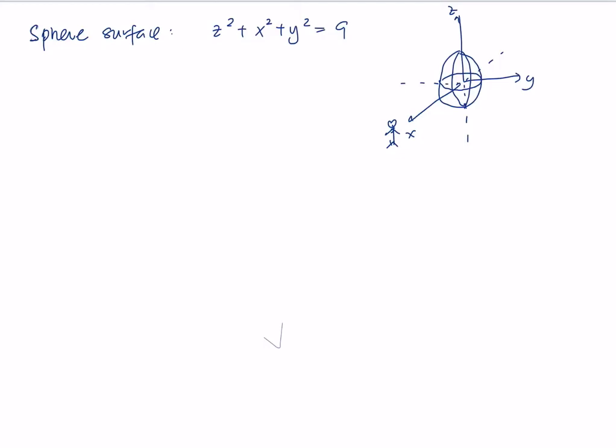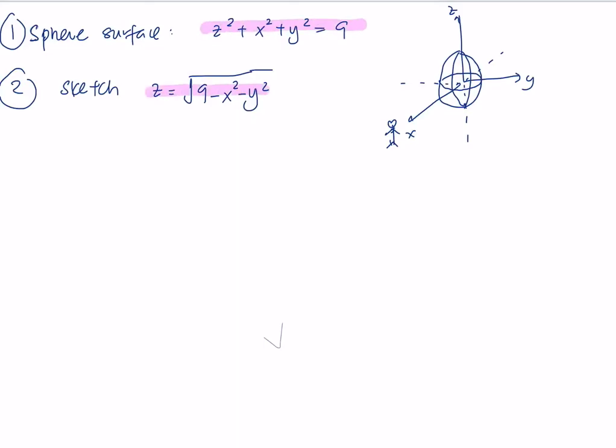Now what I want to show you is another equation. This is the first equation. How about the second equation? How do you sketch this? Let's say the equation is z equal to the square root of 9 minus x squared minus y squared. Let's say this is the original. It seems similar, this one and this one, isn't it? But basically it's different.